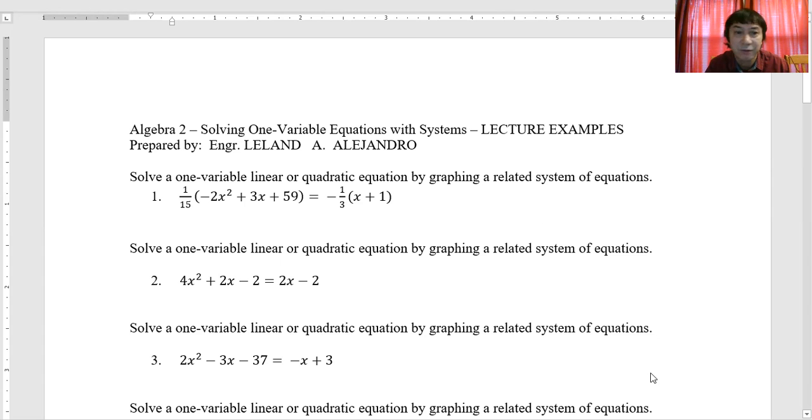The instructions for the first number: solve a one variable linear or quadratic equation by graphing. We're going to graph a related system of equations. You can see the given problem here. We copy and paste this and use the Desmos graphing calculator. So we'll be using technology for the graphing.